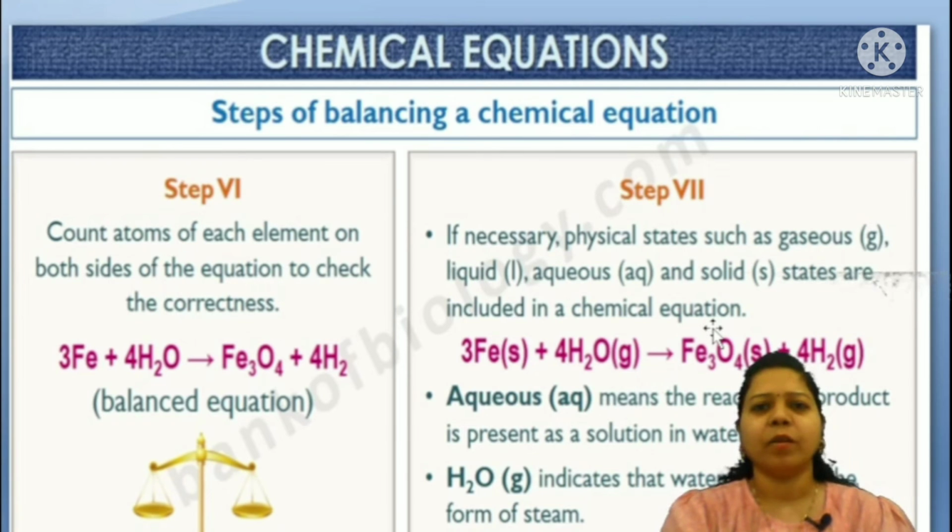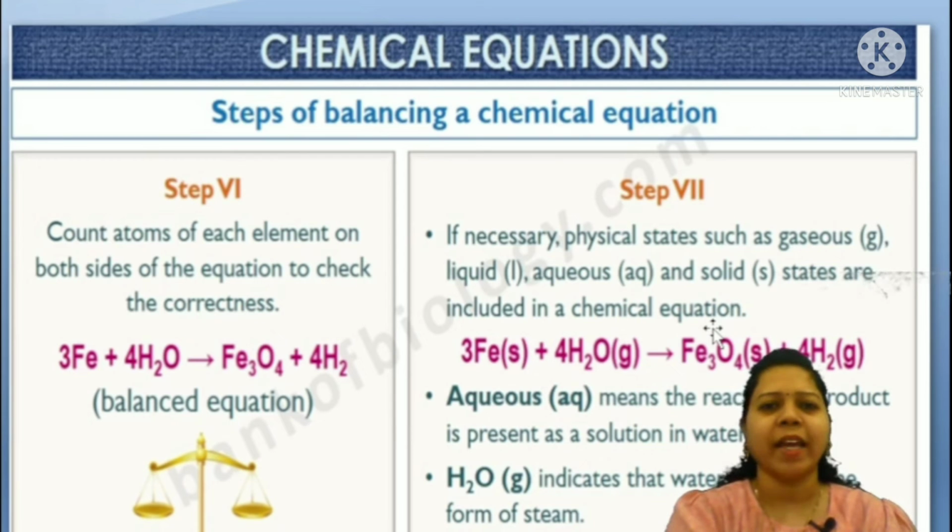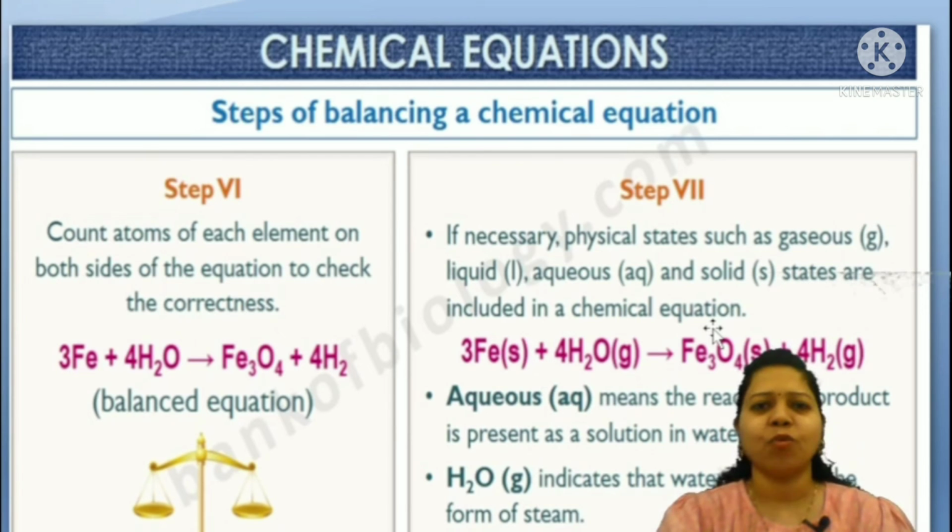For showing the state of matter, we are using some symbols. If that chemical is in a solid state, we are using S to show the state of that matter or chemical. If that is in liquid form, we are using small l to show the liquid state. If it is in aqueous form, we are using AQ to represent that aqueous form. If it is in gaseous form, then we are using G to represent its gaseous state. We'll see with the help of an example how to write the states of these different chemicals in a chemical equation.